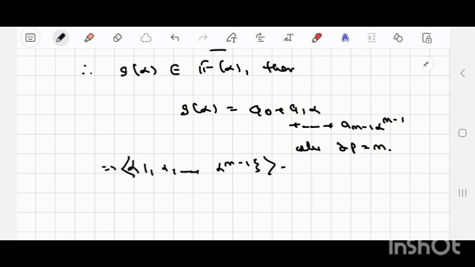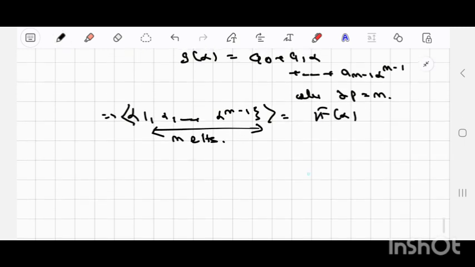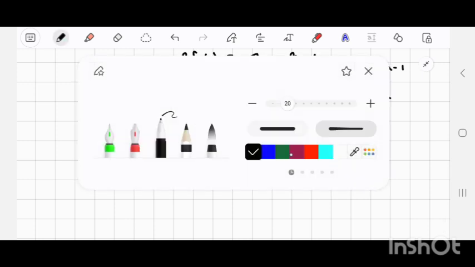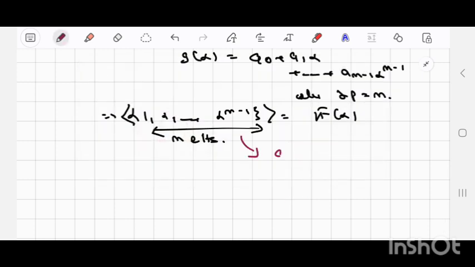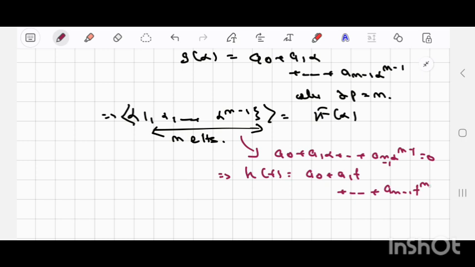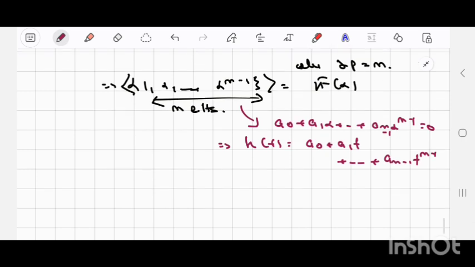So this spans F(alpha), right? And carefully observe that there are n elements. And you can also prove that this is linearly independent. Why is it linearly independent? If you take a linear combination, say a0 plus a1 alpha and so on till a_{n-1} alpha to the power n minus 1, and take it to be 0, then if I choose this polynomial, say h(t) equal to a0 plus a1 t, and so on till a_{n-1} t to the power n minus 1, then this polynomial is such that h(alpha) is 0, right?